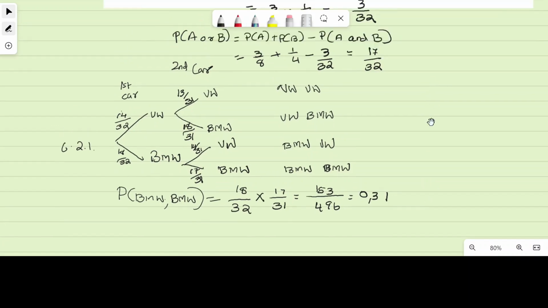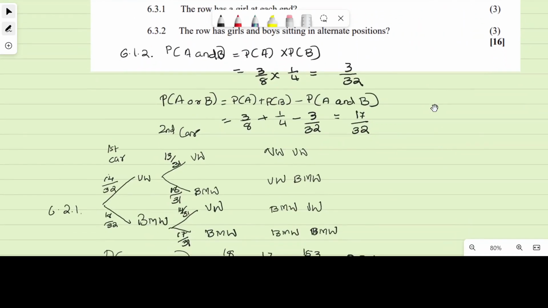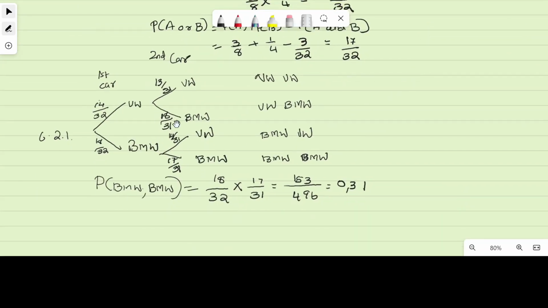Now let's go and see what is 6.2.2. The first one stolen was a BMW and the second one a Volkswagen. Okay, so BMW, VW, that is our outcome. So let's look at the tree diagram. The outcome, the first one BMW, second one VW, that is it. So we just multiply these two branches.